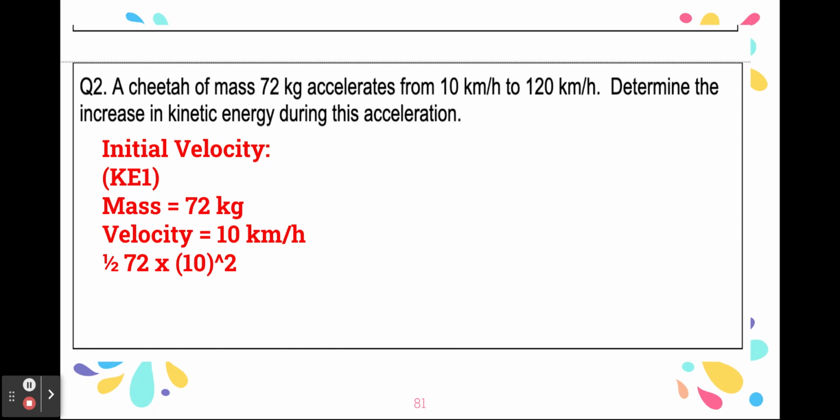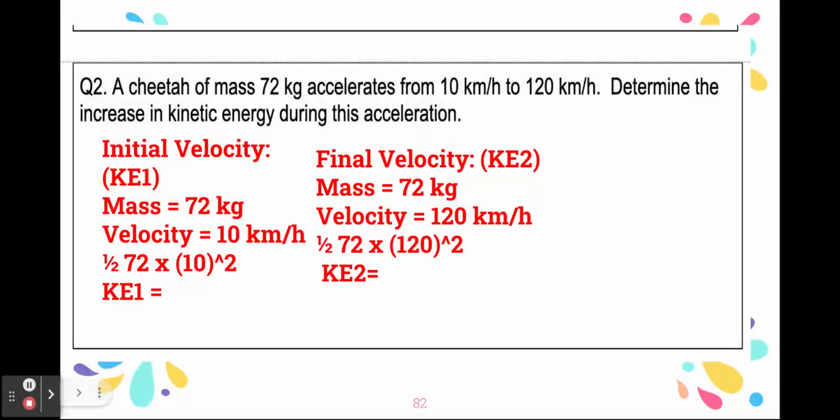So let's take a look at our cheetah. We have 72 kilograms, 10 kilometers per hour to 120 kilometers per hour. Determine the increase in kinetic energy. So our initial velocity, we're going to calculate for 10 kilometers per hour. So the mass was 72, velocity is 10. I take 1/2 times 72 times 10 squared. And then we're going to calculate a second problem for the final velocity. So at 120 kilometers per hour, it's going to be the same thing. Mass is 72, velocity 2 is 120, 1/2 times 72 times 120 squared.